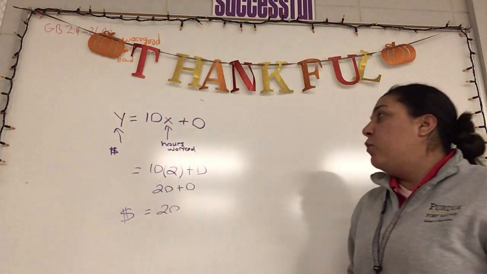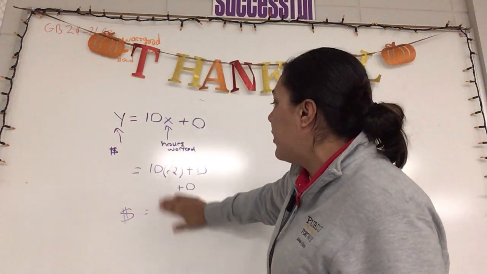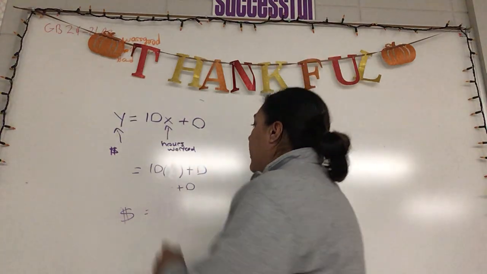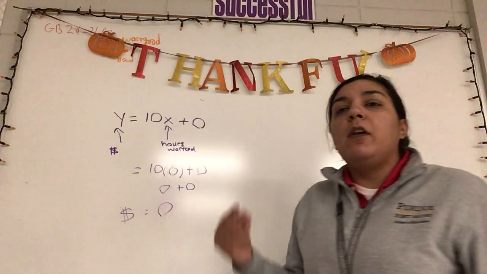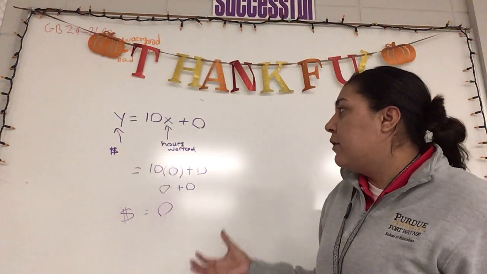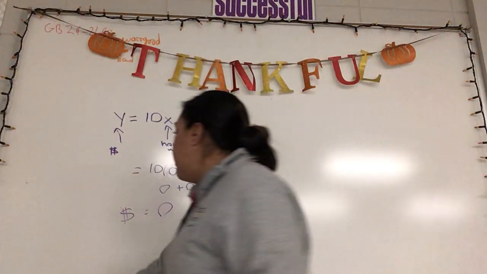And so we can write a general function rule. The reason I put 0 is, if you work 0 hours and you don't show up at your job at all, well, 10 times 0 is 0, and 0 plus 0 is 0. So if you work 0 hours, you're not going to have a paycheck. You're going to get $0. That's why we put that 0 there. Anything you can kind of explain like this.